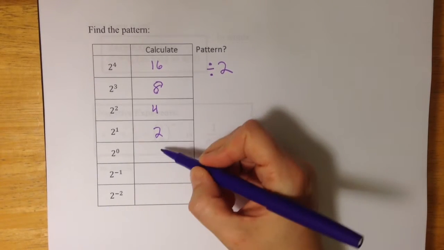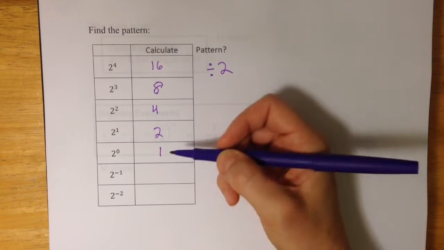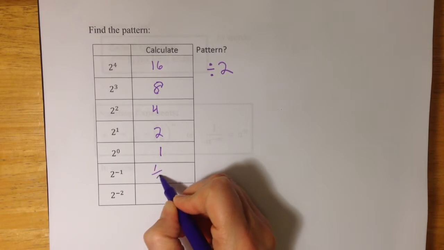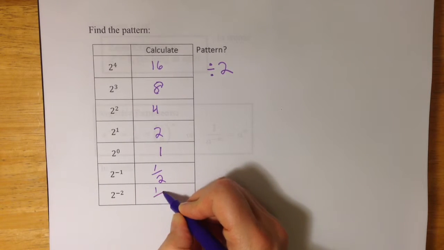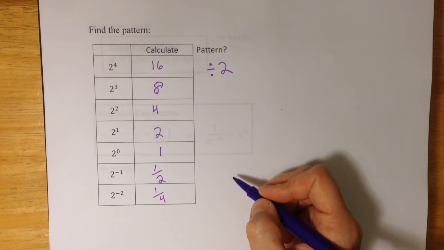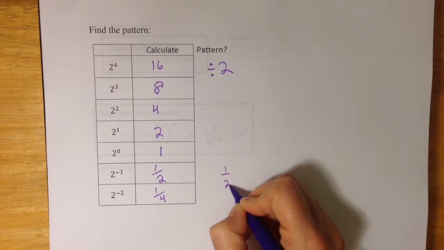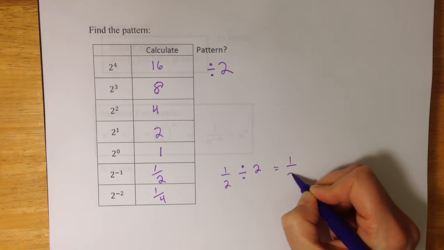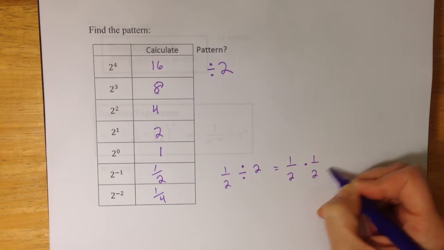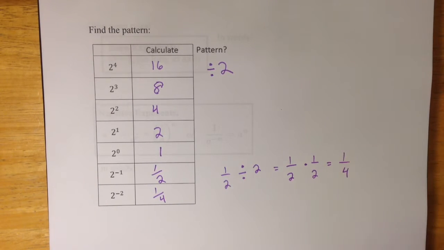2 divided by 2 is 1. 1 divided by 2 is 1/2. 1/2 divided by 2 is 1/4. I'm going to show you the scratch work over here. 1/2 divided by 2 is the same as 1/2 multiplied by 1/2, which is 1/4.